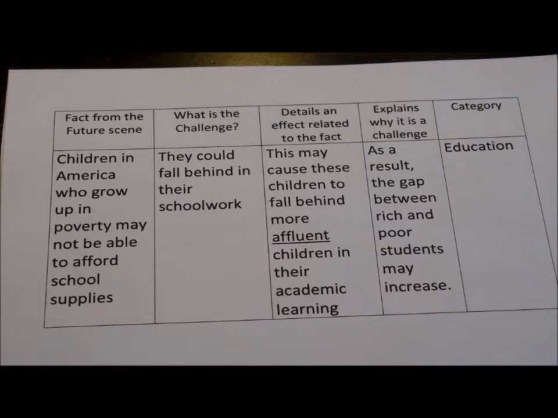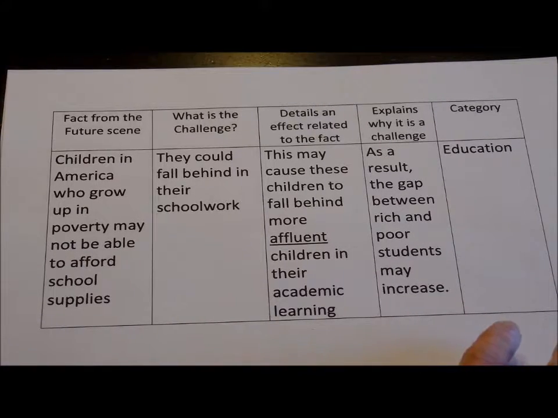So they could fall behind in their schoolwork, that's education related. It may cause these children to fall behind more affluent children in their academic learning, and as a result, the gap between rich and poor students may increase. This is clearly an educational category because each of these deals with the student's education.